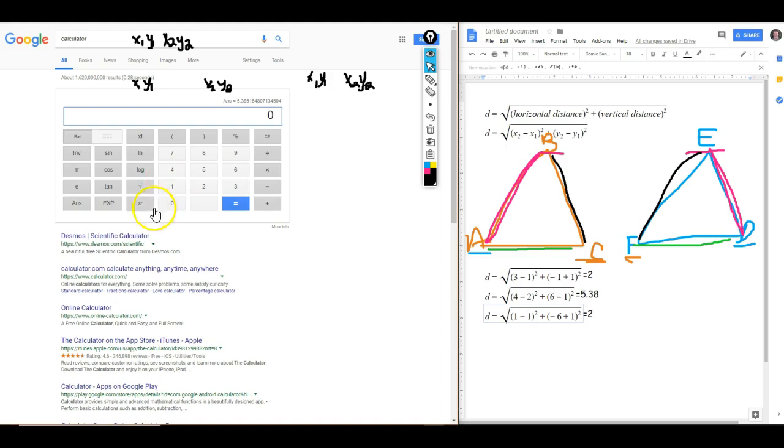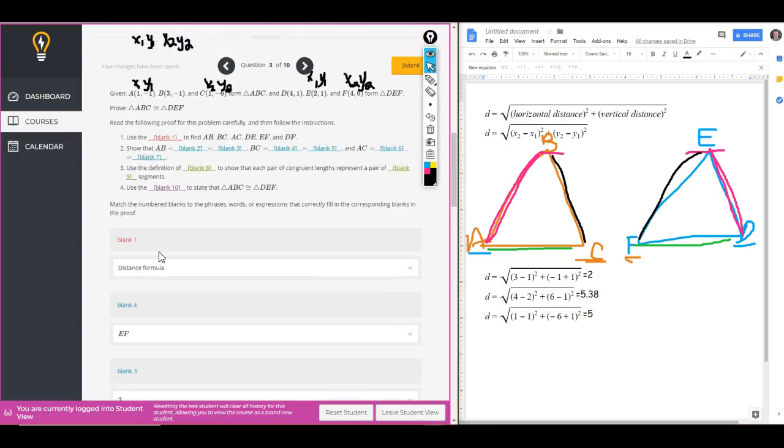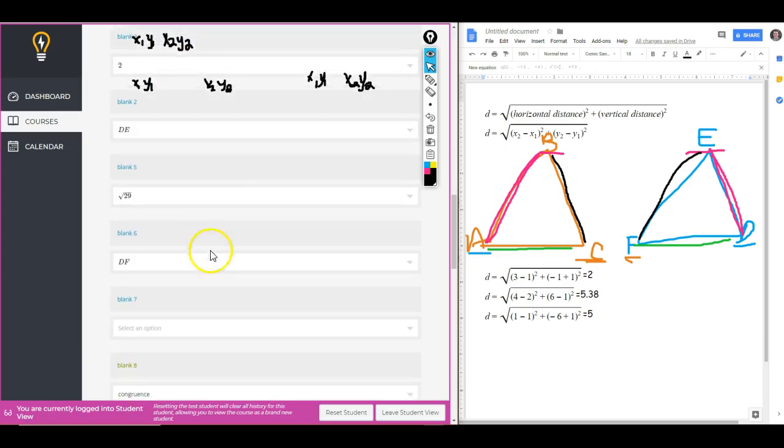So jump over to the calculator, and you type in the square root of parentheses 1 minus 1, squared, plus parentheses -6 plus 1, close parentheses, that's being squared, and that's going to come out to be 5. So now we can jump back over here, and our blank 7 is going to be 5.